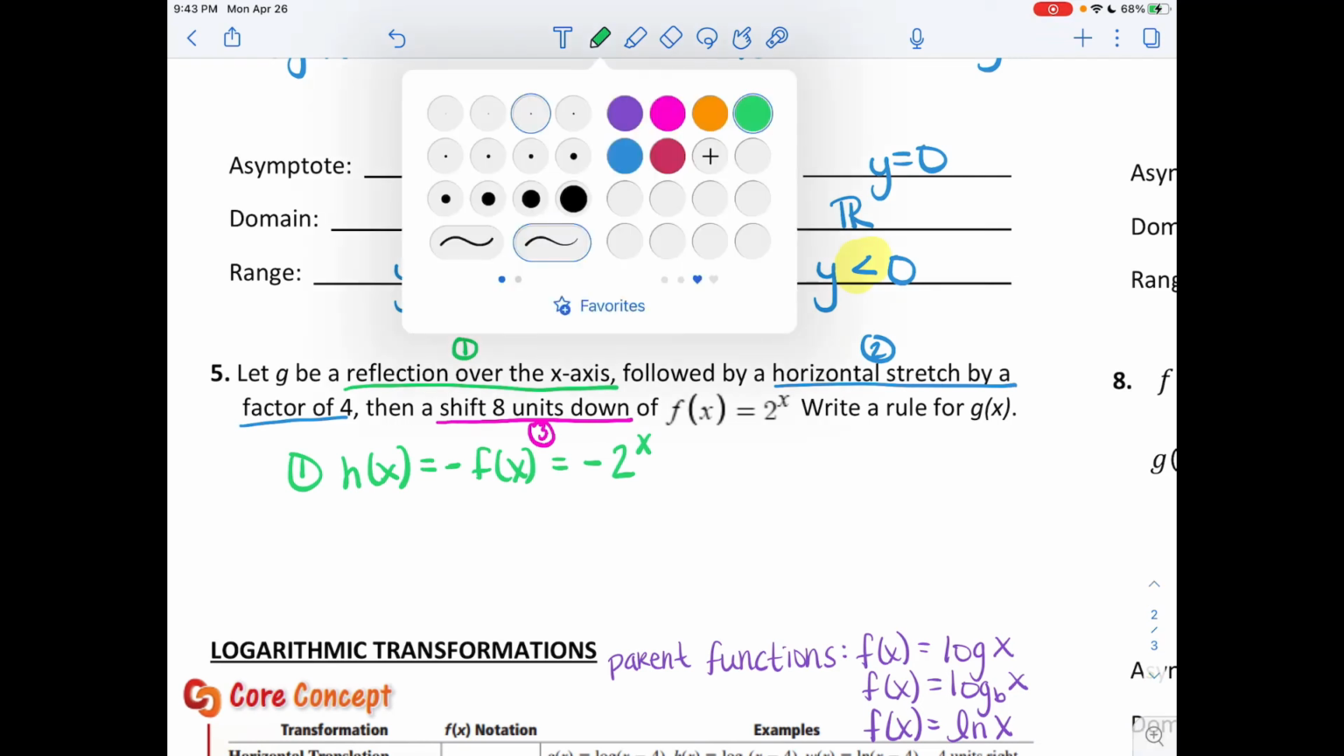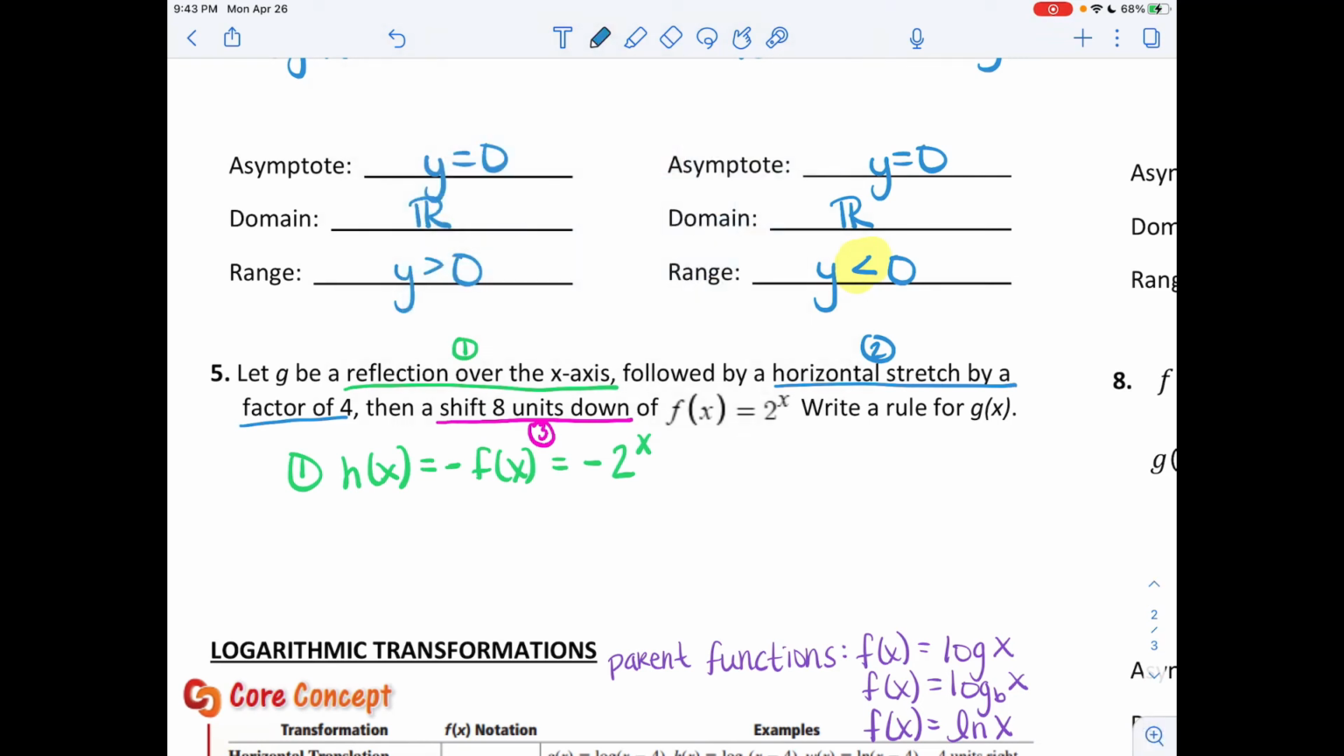That's my first transformation. The second thing I've done is a horizontal stretch by a factor of 4. So remember that anything horizontal is going to happen inside with x. And a horizontal stretch by a factor of 4 becomes a 1/4, the reciprocal of x in the actual function. So I'm going to start with my h, but everywhere that I see x, I need to replace it with a 1/4 x. So I'm going to have negative 2 raised to the 1/4 x power.